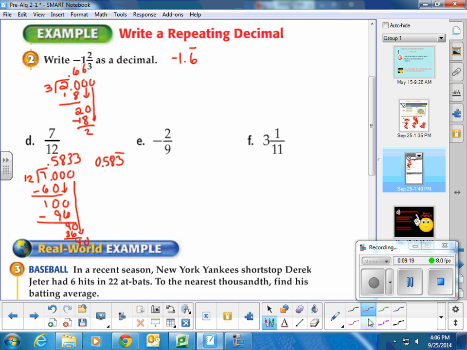Let's just try one more here. -2/9. I would go ahead and put a negative where I'm going to put my answer before I even start, because otherwise I might forget about it. Then 2 divided by 9.